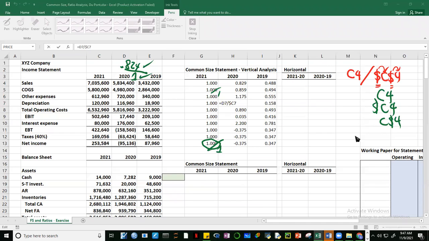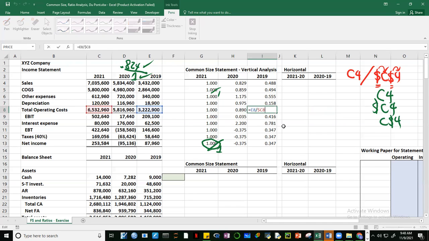Okay, the answer is no. You're correct, guys. No. What do we need, guys? We need all the accounts here to be divided by their corresponding sales. For example, total operating cost of 2021 divided by the sales of 2021. EBIT of 2019 divided by the sales of 2019. Other expenses of 2020 divided by the sales of 2020. That's what we want, guys. And we're not getting the correct answer here.